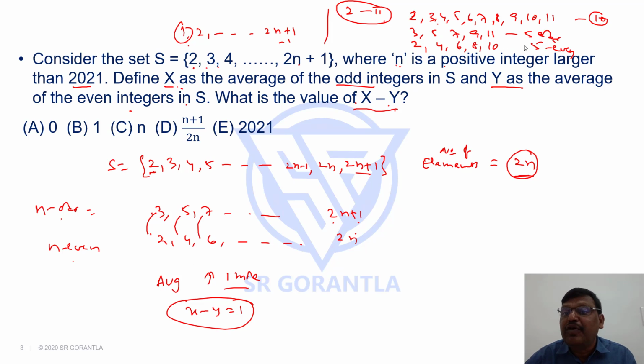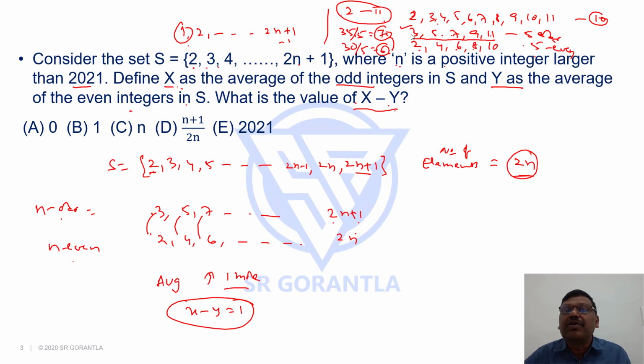There are 10 numbers, 5 odd numbers, 5 even numbers. What is the sum of these 5 odd numbers? 3, 5, 7, 9, 11, 35 is the sum. Here 2, 4, 6, 8, 10, 30 is the sum. The difference in the sum is 5, but I am asking the difference in the average. These are 5 odd numbers, 35 by 5, 7 is the average of these 5 odd numbers. 30 by 5, 6 is the average of these 5 even numbers. Is it not a difference of 1?